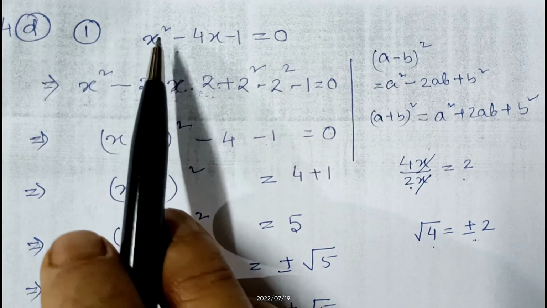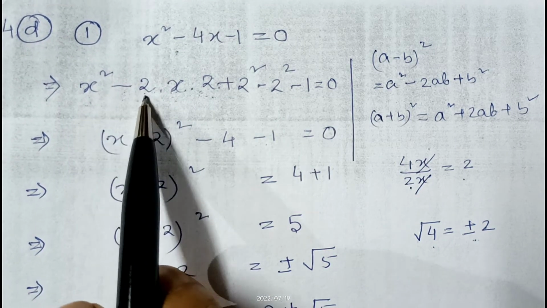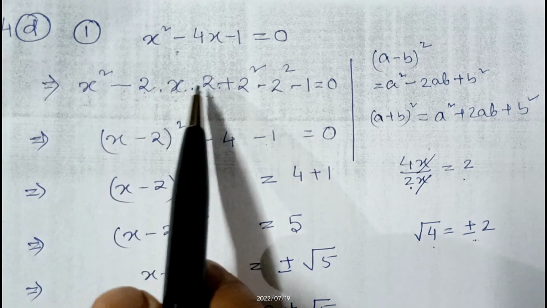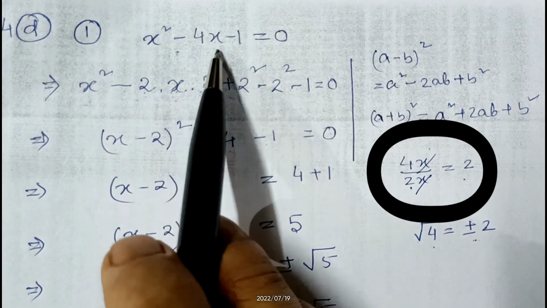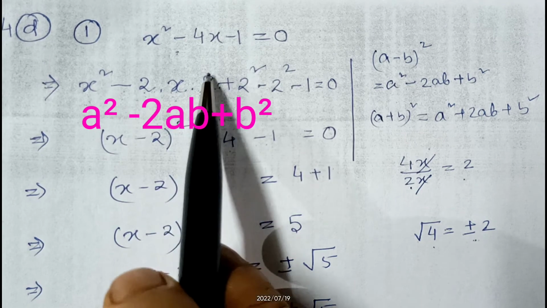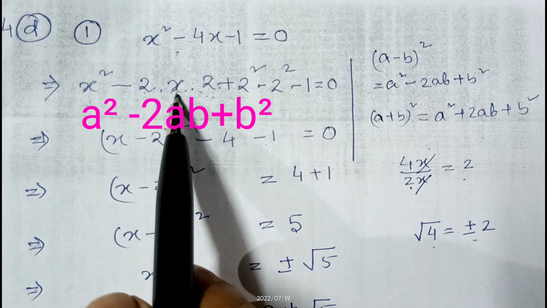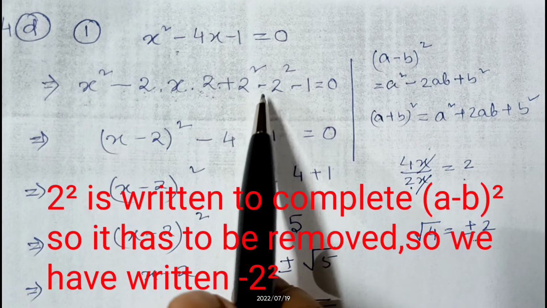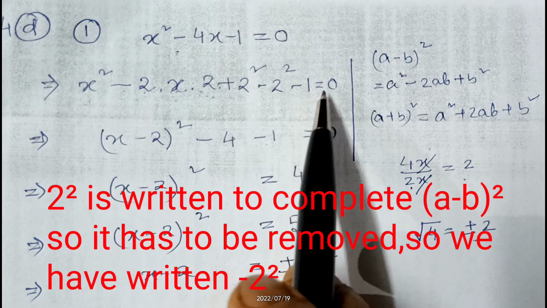Now the first term is a square term, so we write a square minus twice ab. Twice a, we already know, is x. For getting b we divide 4x by 2x. If we divide 4x by 2x, it will be 2, so it will be twice ab. Since b is 2, it will be b square. So a square minus twice ab plus b square. But this 2 square was not there, so we have to remove it by writing minus 2 square. And minus 1 I have written here, which equals 0.